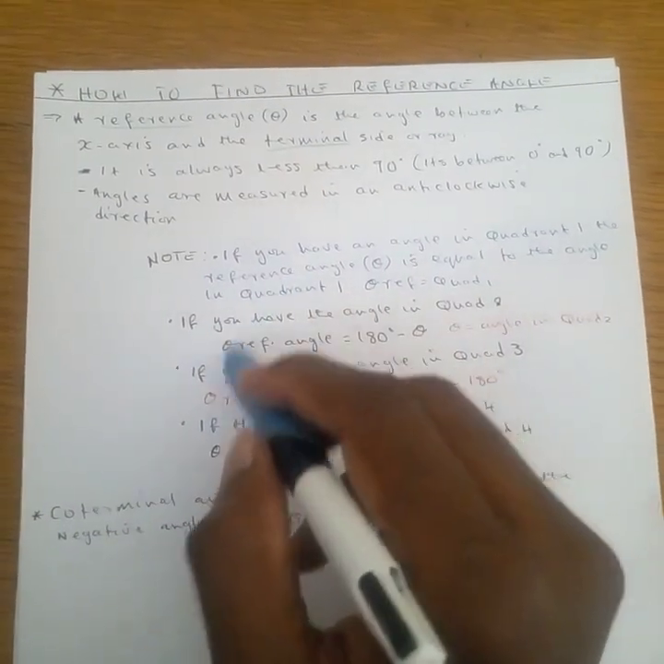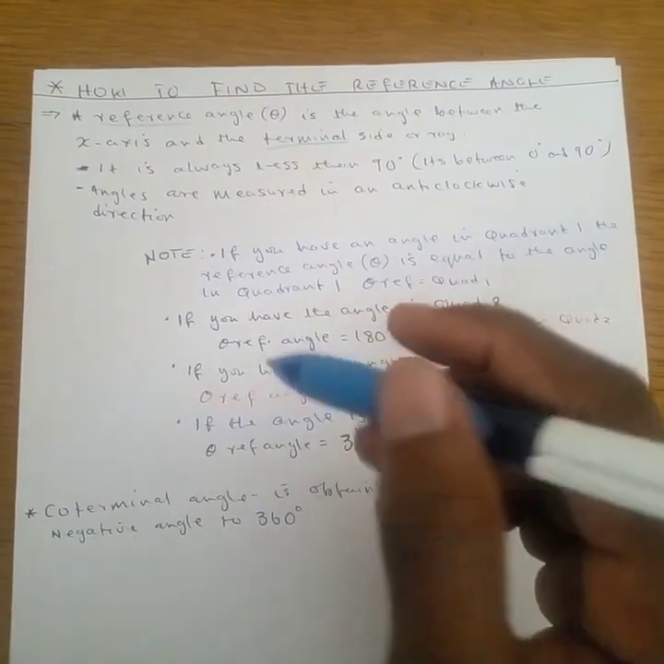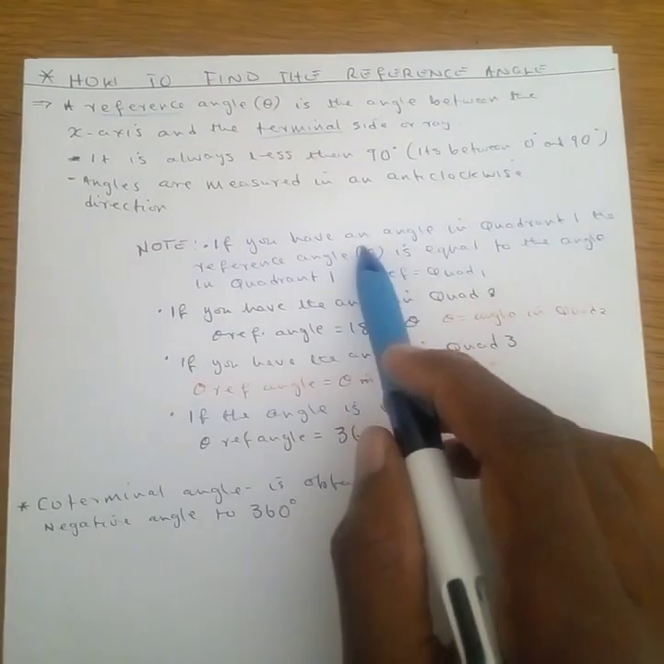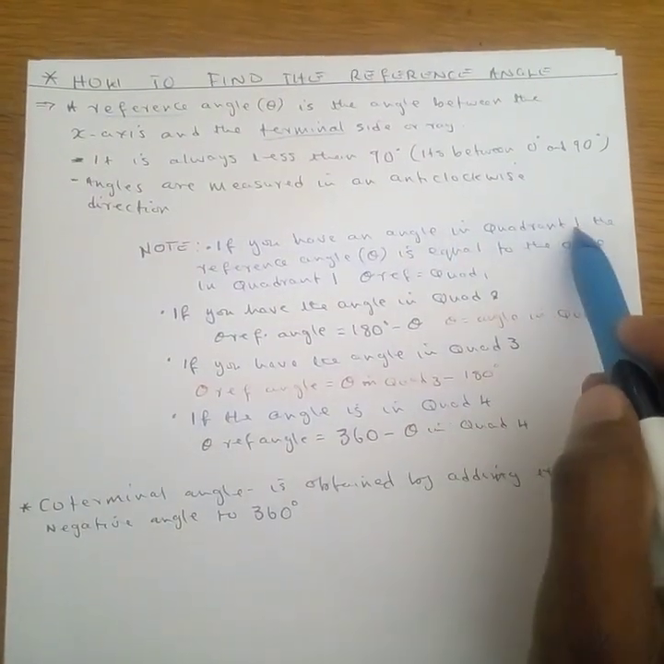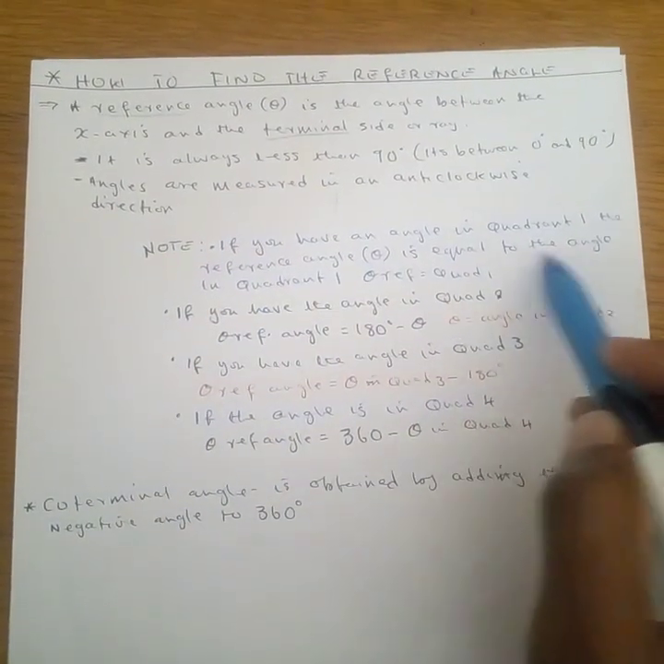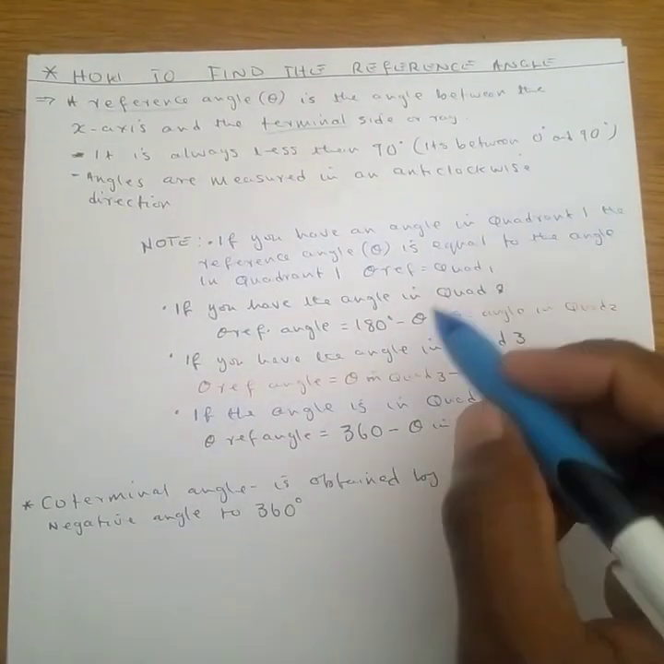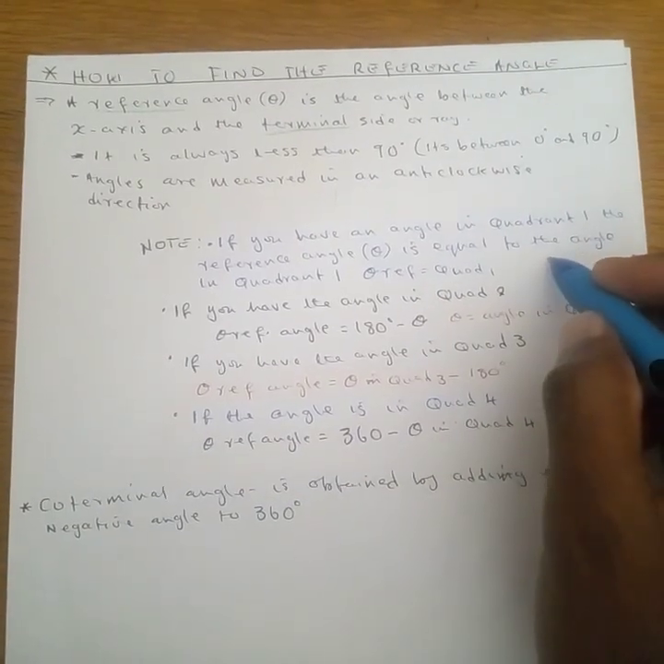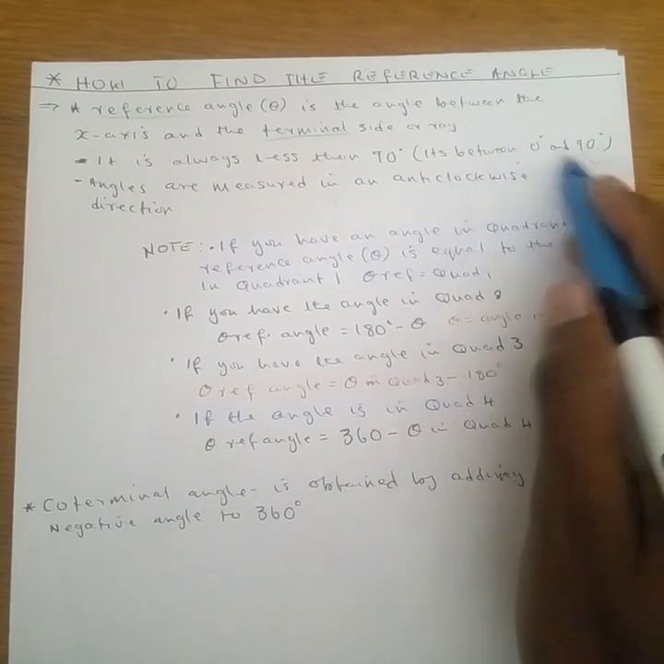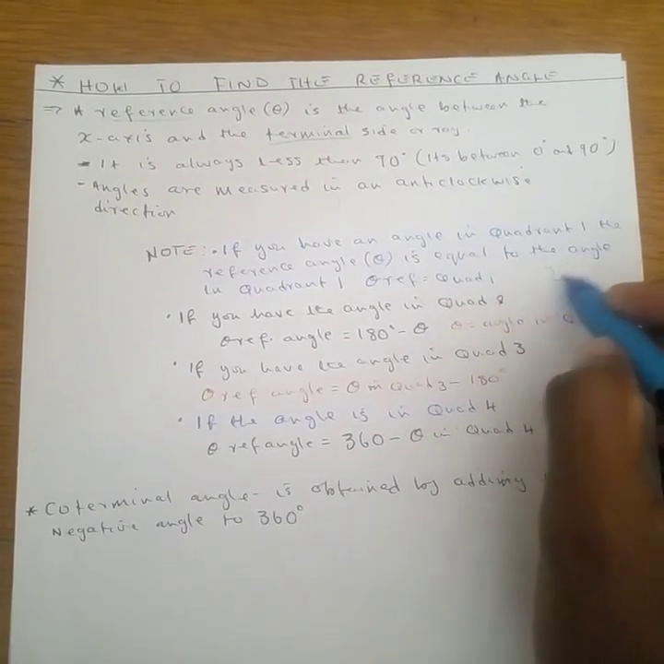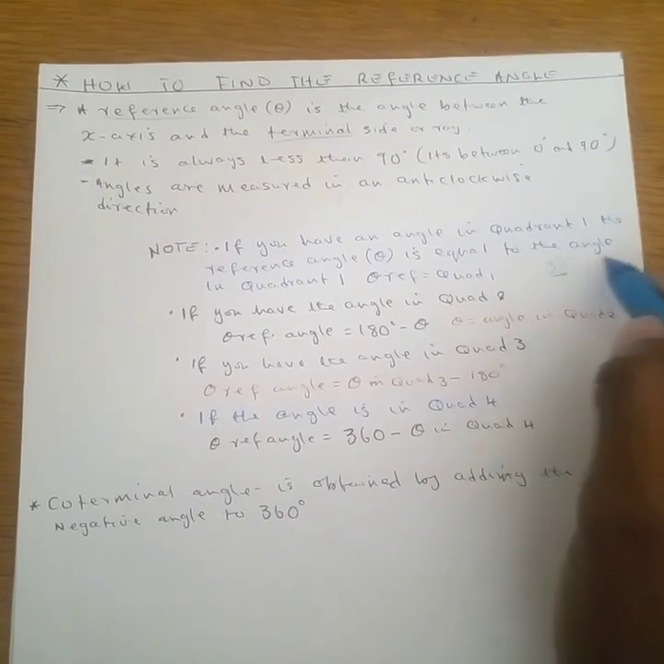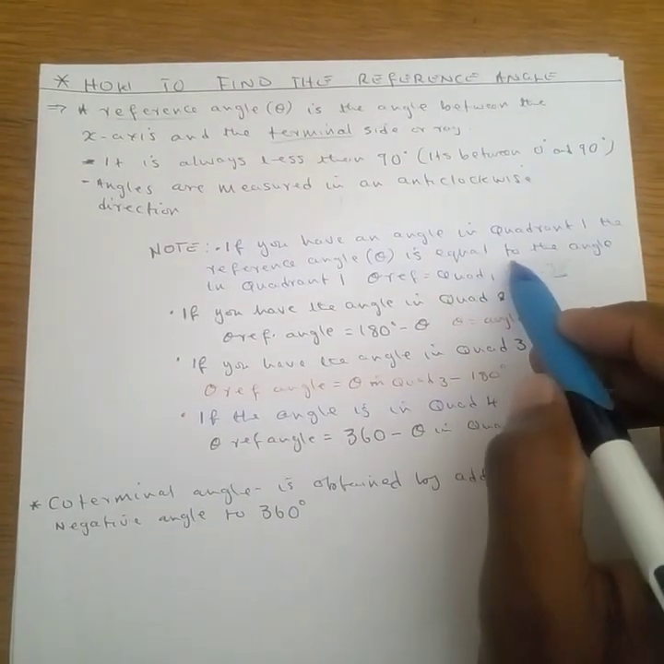So you need to note the following in order to be able to find the reference angle. Note, if you have an angle in quadrant 1, the reference angle is equal to the angle in quadrant 1. So, for instance, find the reference angle of 30 degrees. Now 30 is between 0 and 90 degrees, so the reference angle will be 30. For 60 degrees, the reference angle will still be 60. For 70 degrees, the reference angle will still be 70. That's what they mean here.